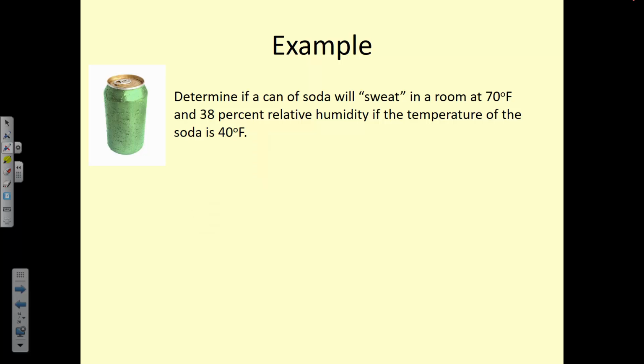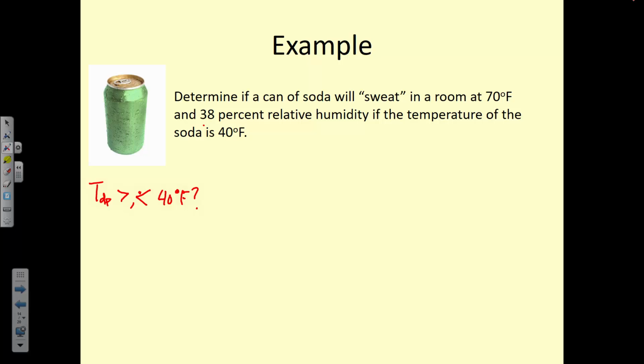So we can determine whether or not some moisture will condense out of the air based on determining the dew point temperature. So if we calculate a dew point temperature and whatever object we're working with is higher than that temperature, no moisture will condense on the outside of it. But if it's lower than the dew point temperature, moisture will condense. So we need to determine with this can of soda if it will sweat in a room at 70 Fahrenheit and 38% relative humidity. So the can of soda itself, the surface temperature is 40 degrees Fahrenheit. What we want to see is if the dew point temperature is greater than or less than 40 degrees Fahrenheit. So that will tell us whether or not liquid will condense on the outside of that can.